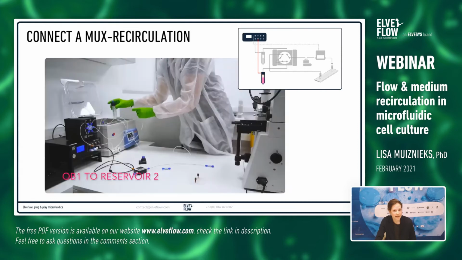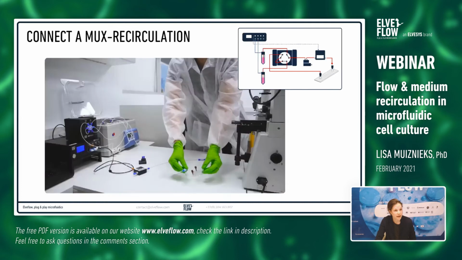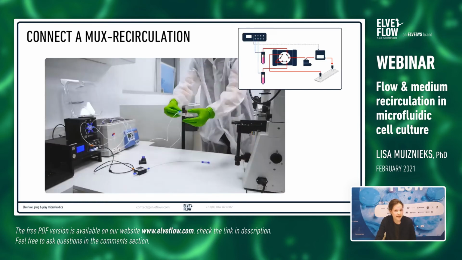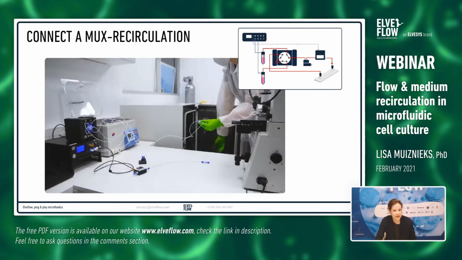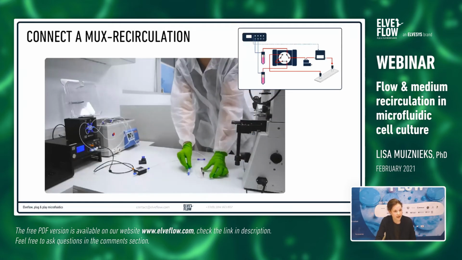And then we add the OB1 pressure controller to reservoir 2. And you can see with this setup, we've cut our tubing long enough to move a chip between a microscope and a CO2 incubator without having to disconnect the chip.